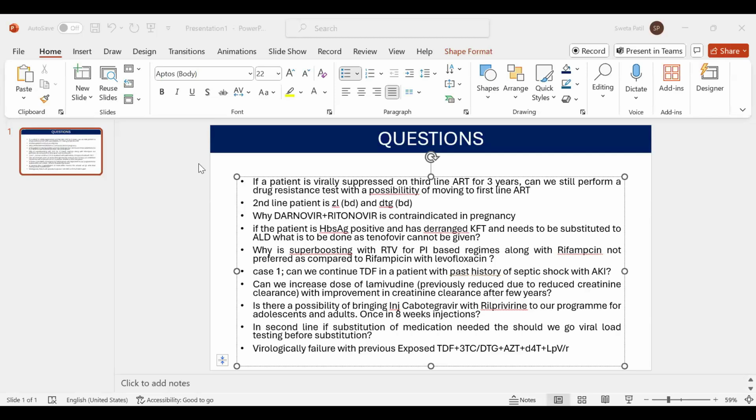Virological failure with previous exposed tenofovir, lamivudine, DTG, zidovudine, stavudine, lopinavir, ritonavir. Such a patient will be on the third line. Existing NRTI backbone, whatever we can give, DTG will be BD. So NRTI backbone, DTG BD, and darunavir, ritonavir. That will be the third line for this patient or whatever line.